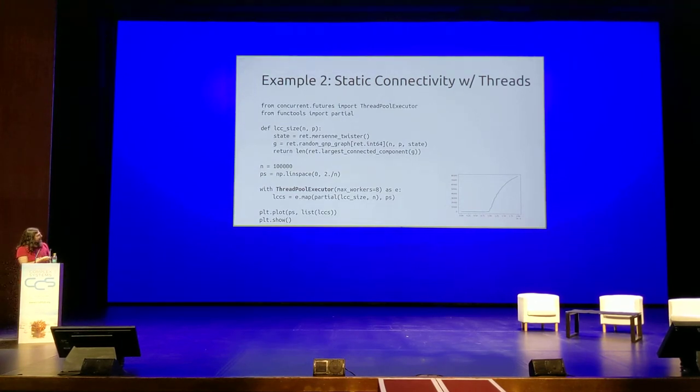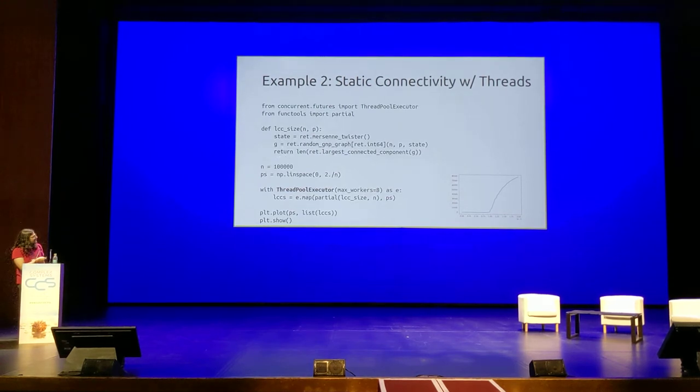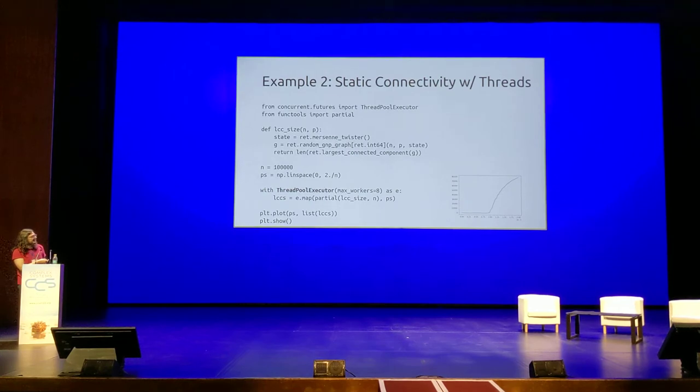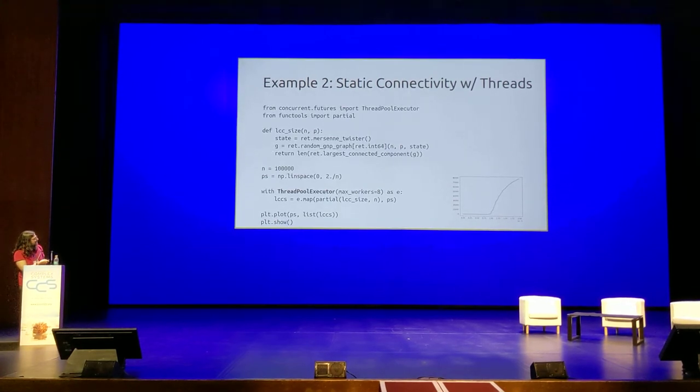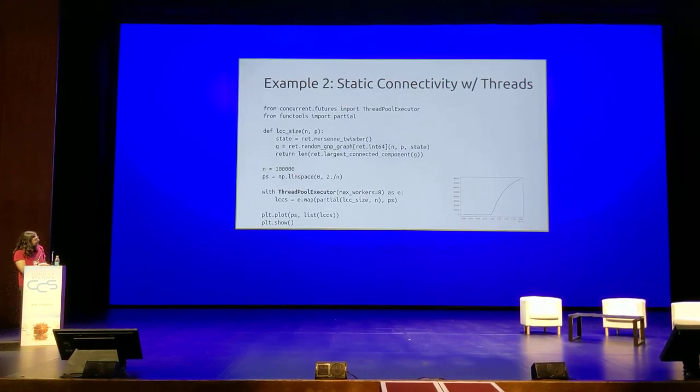So here's an example. You see the same operating lines up here, generating a random network and then computing the largest connected component size. Now we put all of this in one function, and then we call this function from inside the thread pool executor.